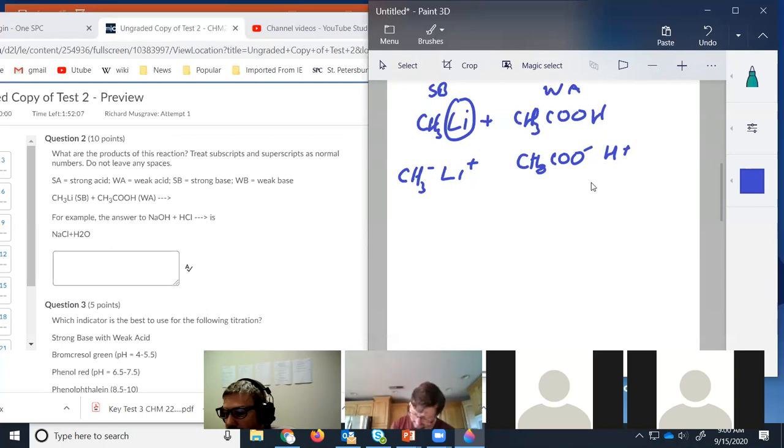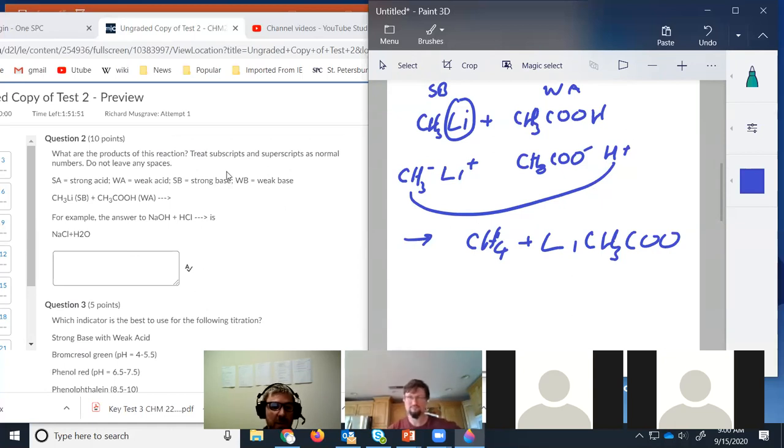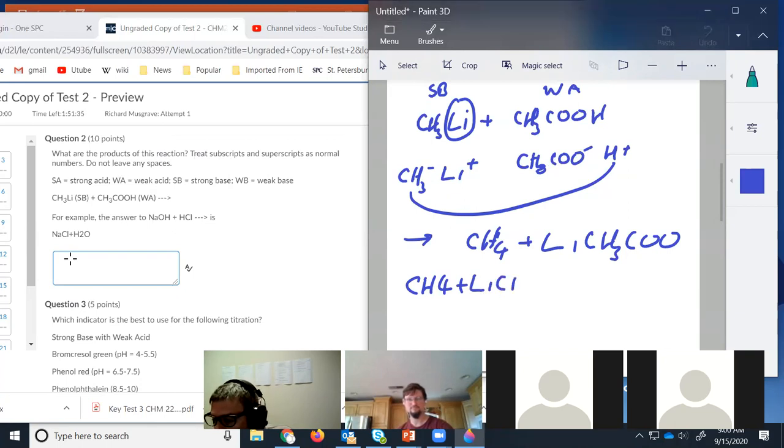So what's going to combine with what? Well, the negative is going to combine with the positive here. That would be CH4. And the Li will combine with the other thing here, CH3COO. It says treat subscripts and superscripts as normal. Do not leave any spaces. So in the box, this is what you would write. It would end up being like this: CH4 plus Li CH3COO.